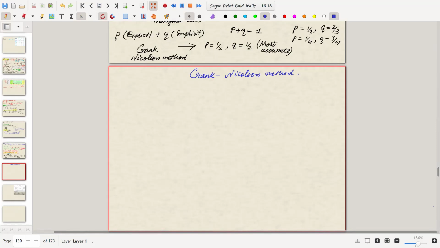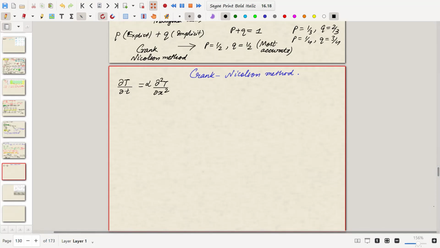This is Crank Nicolson. Okay. So what is the heat equation? ∂T/∂t equals ∂²T/∂x². Fine. Okay. Fully done. This is the heat equation. So how are we going to discretize it?